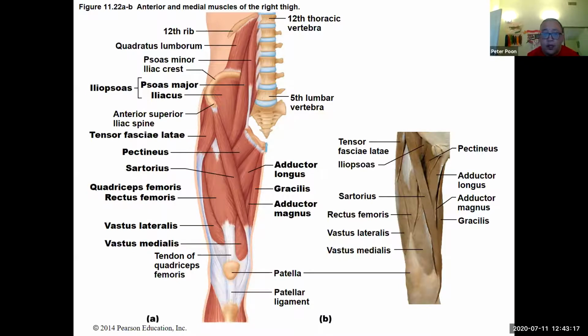The gracilis is a weird little muscle. Not only does it bring the thigh in, it actually brings in the leg as well. And so the way to explain it is sitting gracefully. In the Victorian days, sitting gracefully meant sitting cross-legged for females, right? So that's what the gracilis allows you to do.